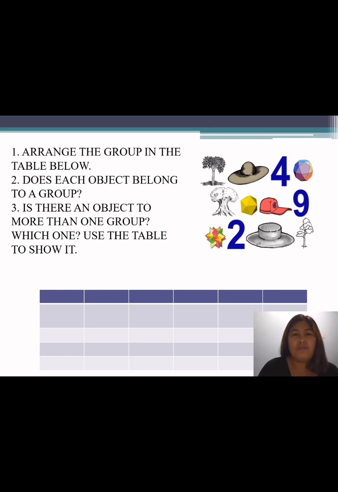Does each object belong to a group? Do you think all of these objects belong to this group? Is there an object that belongs to more than one group? Which one? Do you think any of these objects could possibly be seen in two groups? Okay, so let us check our answer.